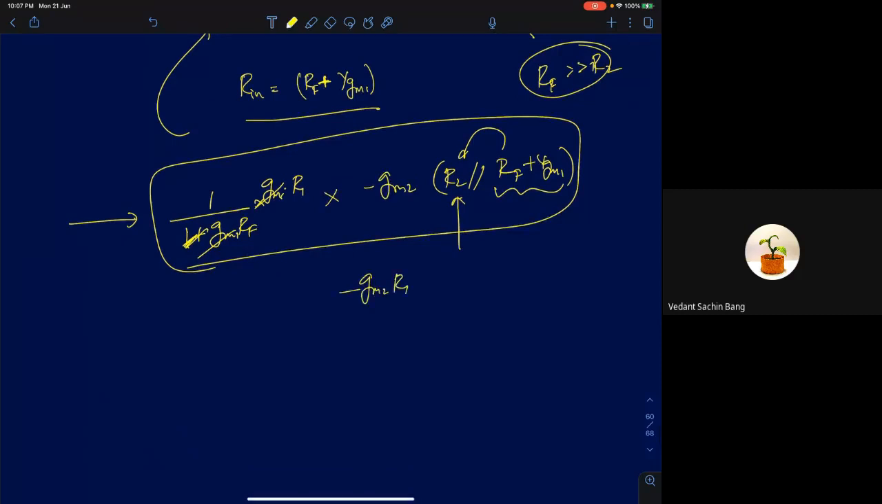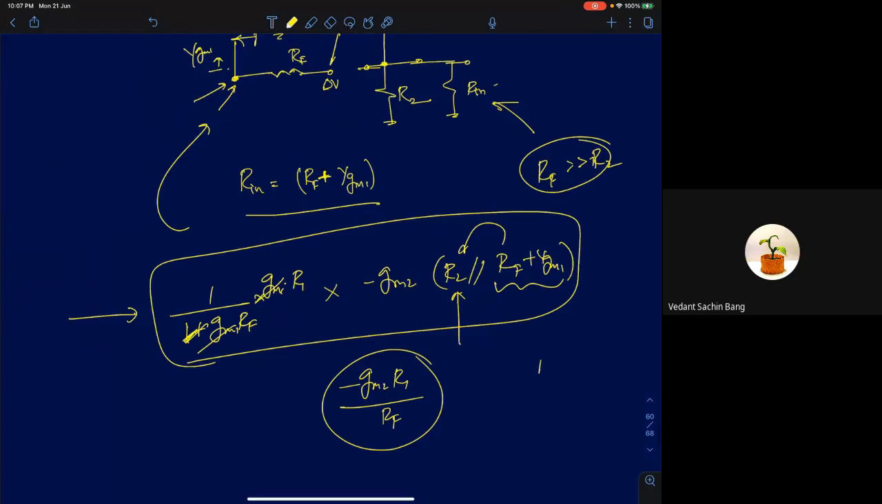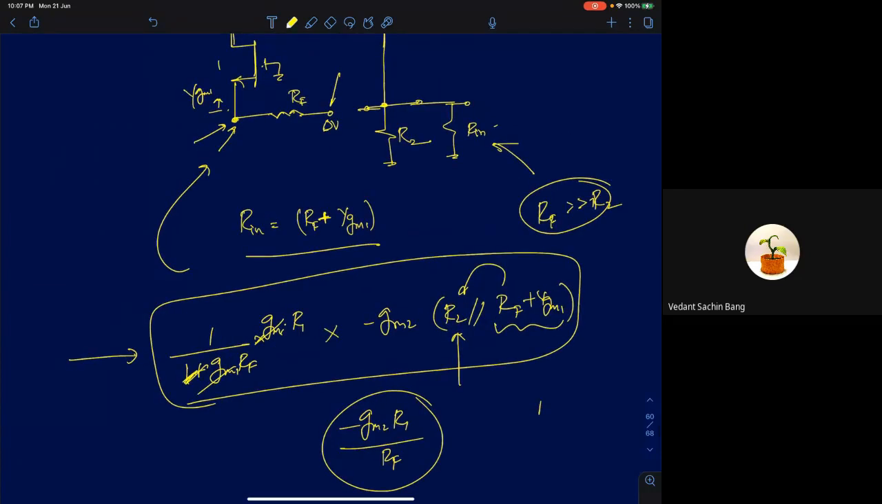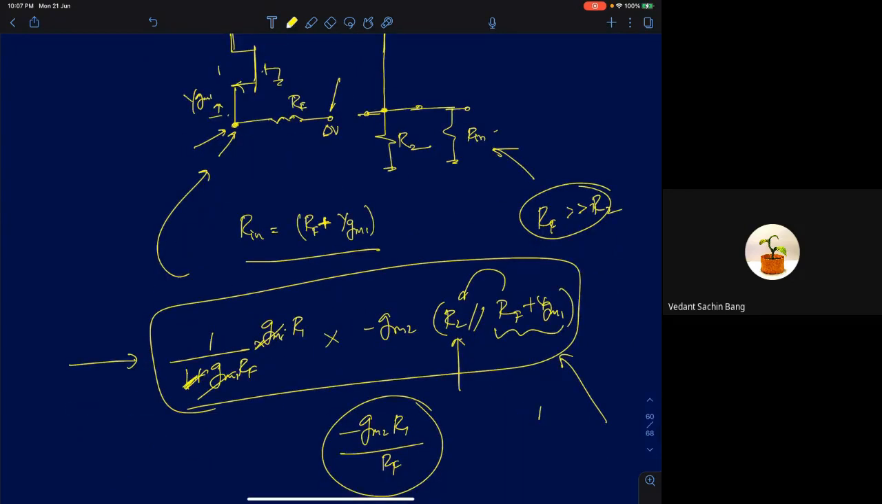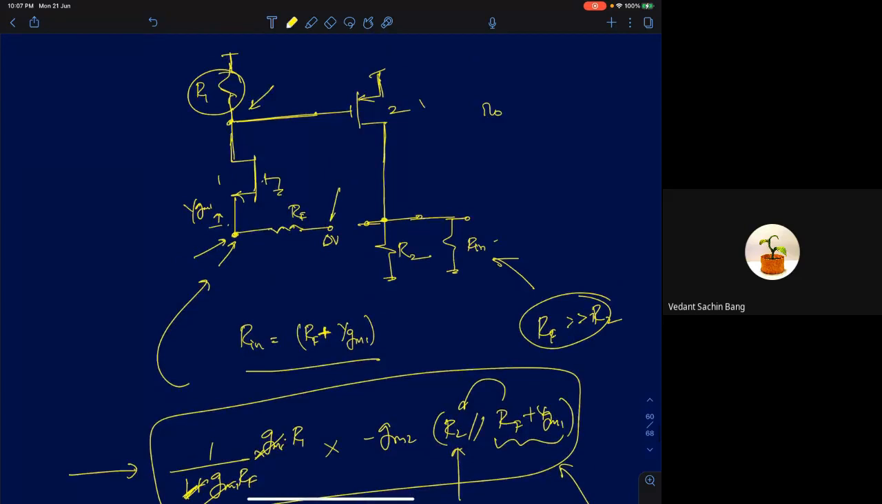So it is GM2 R1 by RF. So this is going to be your loop gain. So you can go back and look at the previous expression we derived in the previous lecture as well. You'll get exactly the same expression for the loop gain. Okay, so you can verify this, apply the procedure at any node. You'll have to ensure this impedance loading condition is met properly.